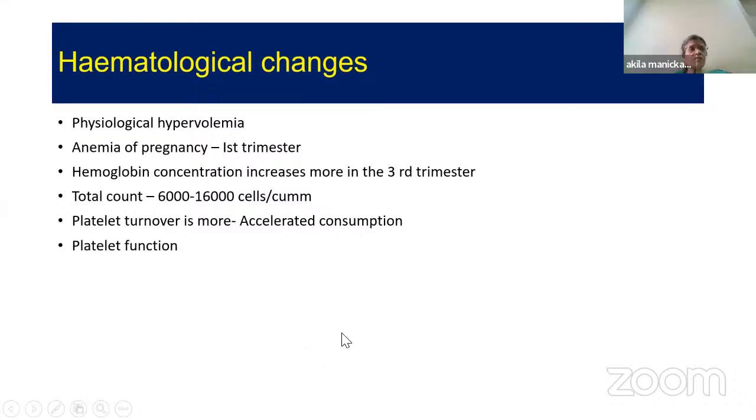When you look at the platelets and coagulation system, this is a phase where platelet production is more, but at the same time, platelet turnover is high. There is accelerated consumption of platelets. The count might be low or normal, but the platelet function seems to be normal in most of these patients who do not have other coexisting diseases such as abruptio placentae, severe HELLP syndrome or PIH.